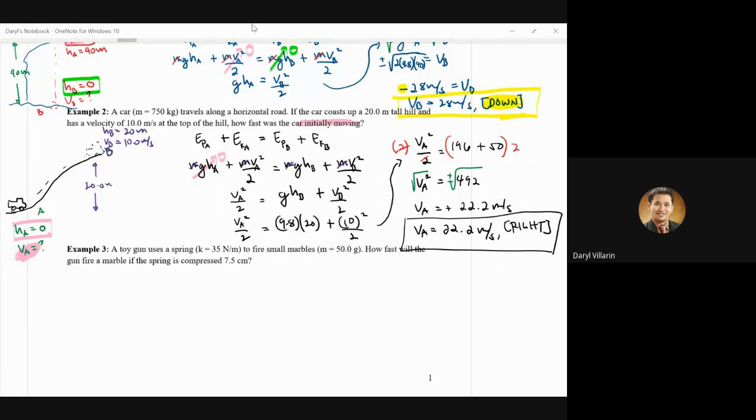Example number 3, you have here a toy gun that uses a spring, 35 newtons per meter, to fire small marbles. Mass is 50 grams. How fast will the gun fire a marble if the spring is compressed at 7.5 centimeters?